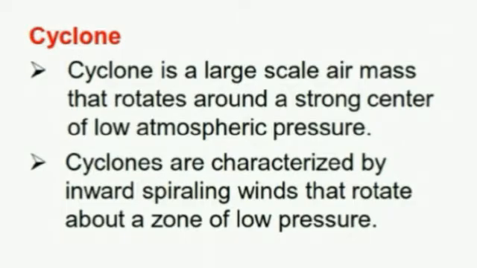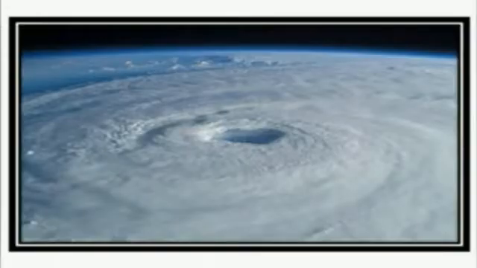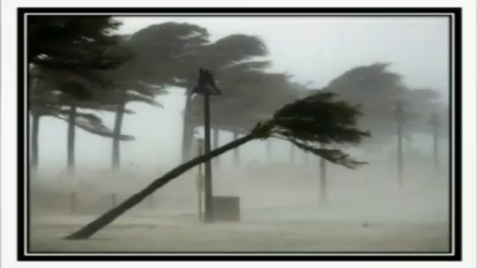Cyclone is a large-scale air mass that rotates around a strong center of low atmospheric pressure. Cyclones are characterized by inward spiraling winds that rotate about a zone of low pressure. So cyclone is basically a windstorm with a violent whirling movement, a system of rotating winds over a vast area, spinning inward to a low pressure center and generally causing stormy weather.